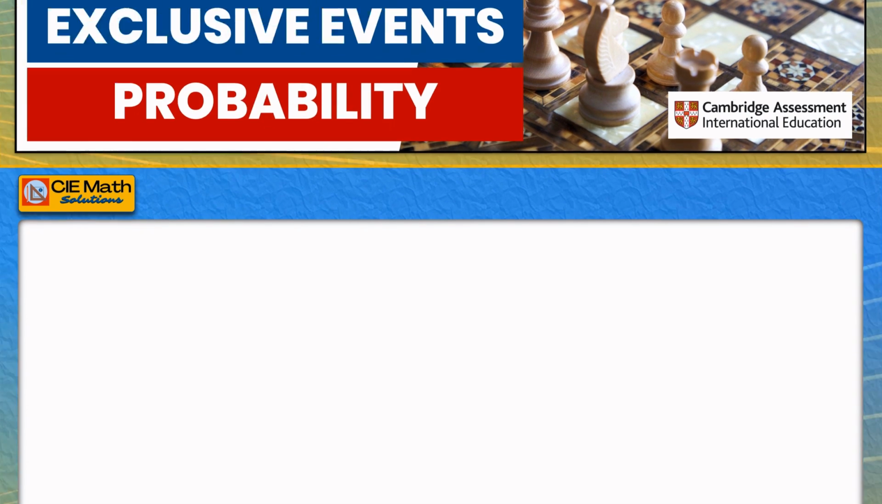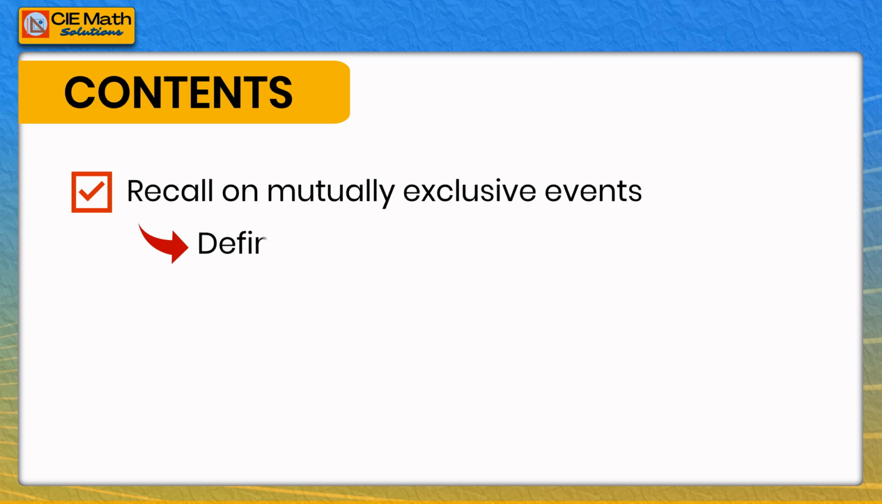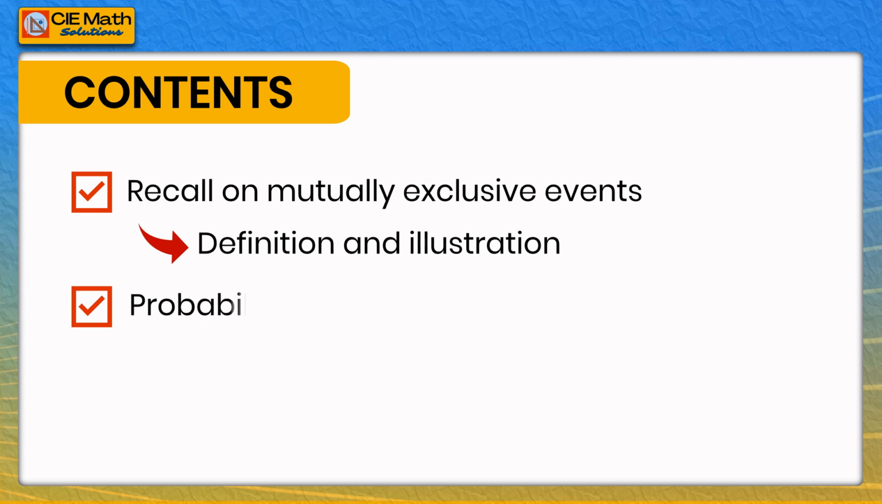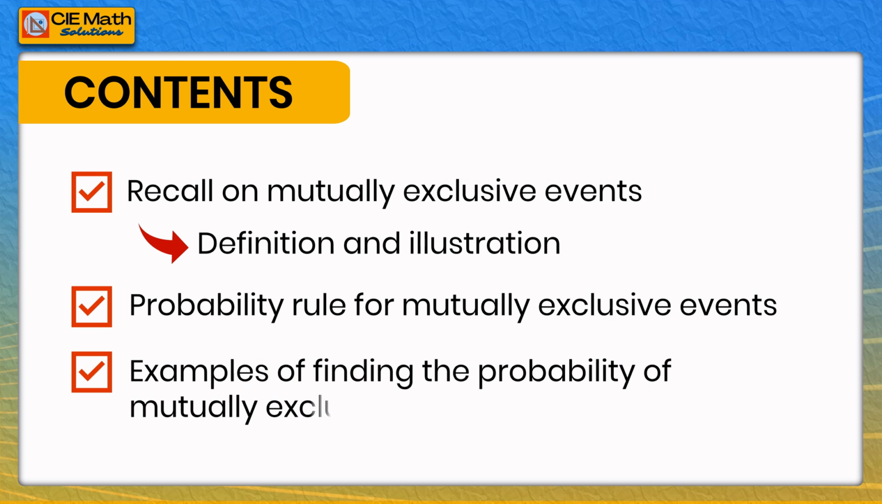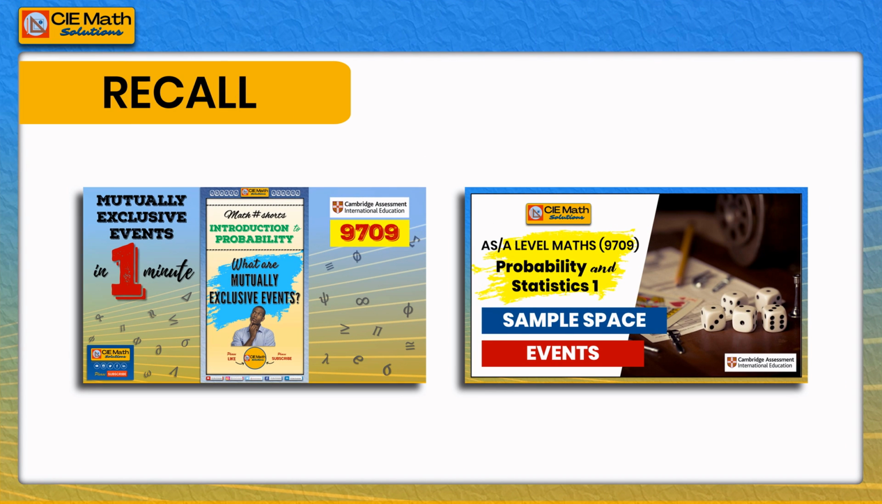In today's video, we will discuss and recall the definition and illustration of mutually exclusive events. We will also have the probability rule for mutually exclusive events and examples of finding the probability of mutually exclusive events. But before that, let us recall first the basic concepts in probability. Number one, of course, are sample space and events, and mutually exclusive events. The links of these videos are in the description below or on the link above this video.